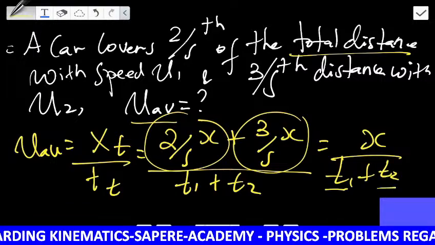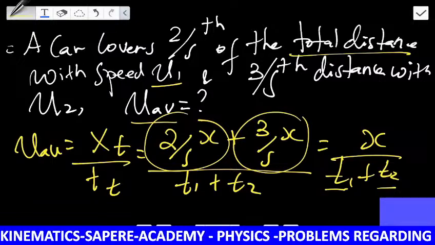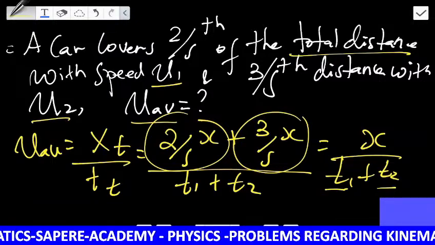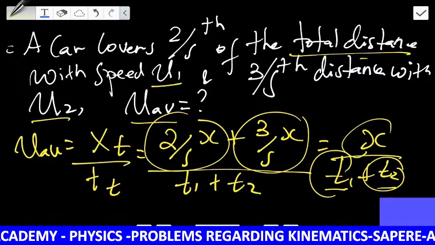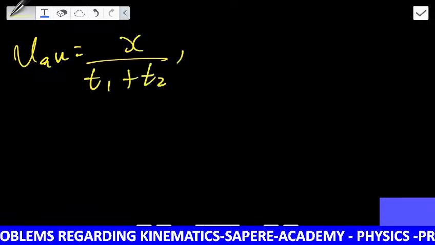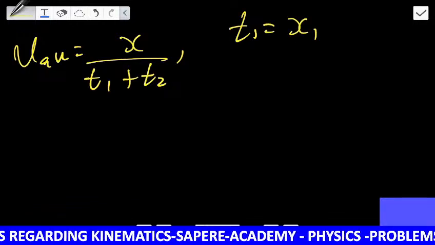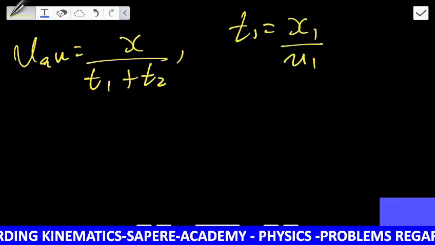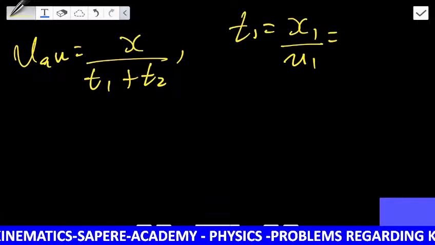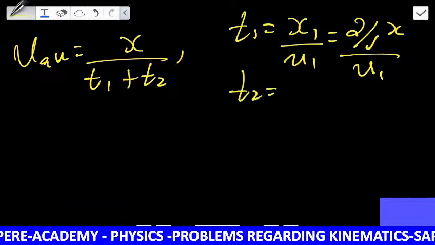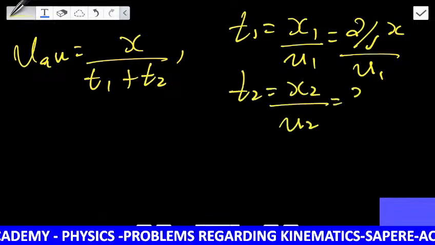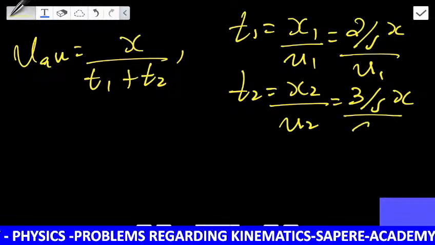But we don't have t1 and t2. What we have is v1 and v2, which means we have to write t1 and t2 in terms of x and in terms of v1 and v2. How do we do that? Well, since we know that v average is x over t1 plus t2, and we know that t1 is x1 over v1, and x1 is 2/5 of the original distance, 2/5 of x over v1, and t2 is x2 over v2, which is 3/5 of the total distance x over v2.